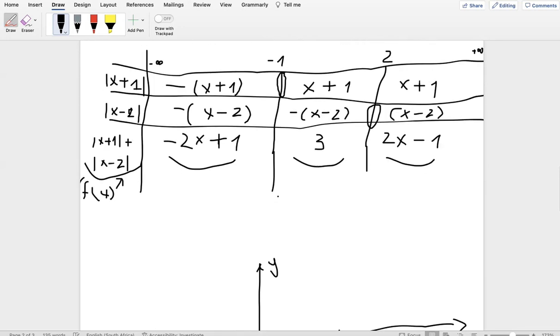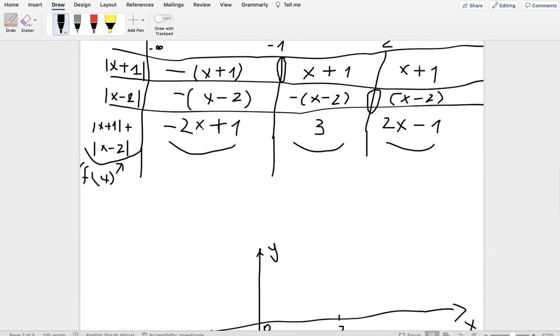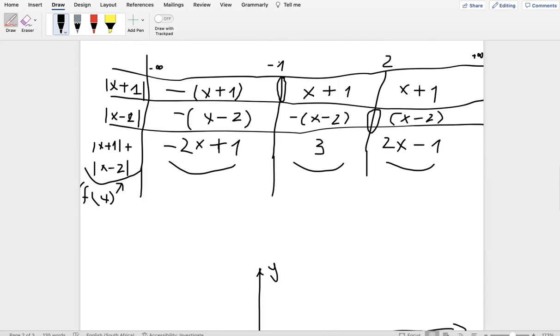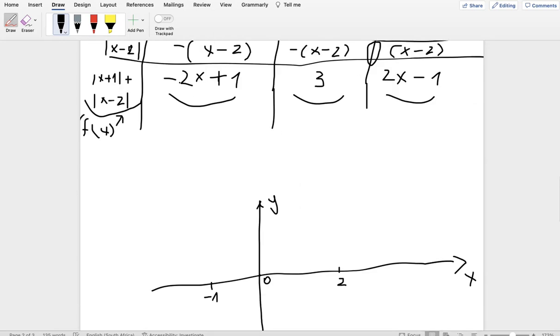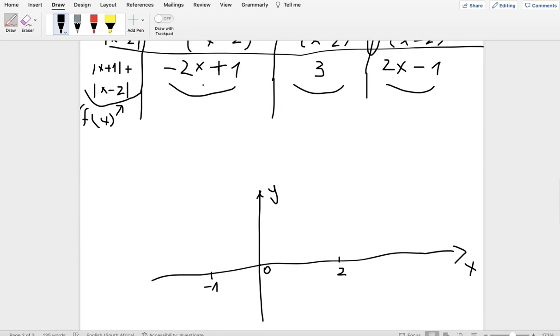And we said that the entire f of x function is equal to minus 2x plus 1 when it's going from negative infinity up until it gets to -1. So now you'd have to sketch minus 2x plus 1. Let's say we put x is equal to 0. For x equal to 0, you have y equal to 1. So 1 somewhere here.